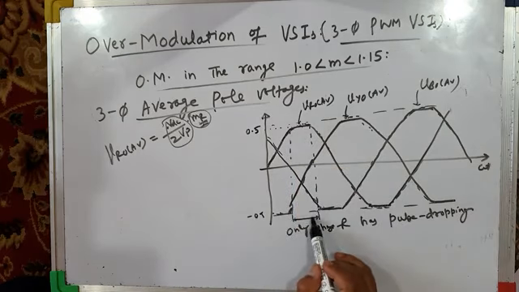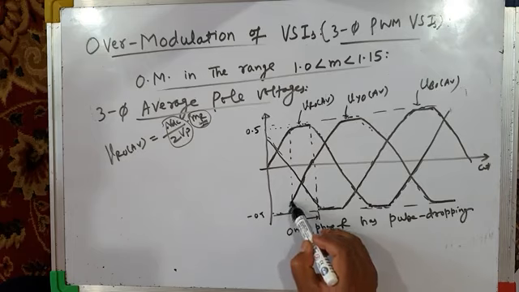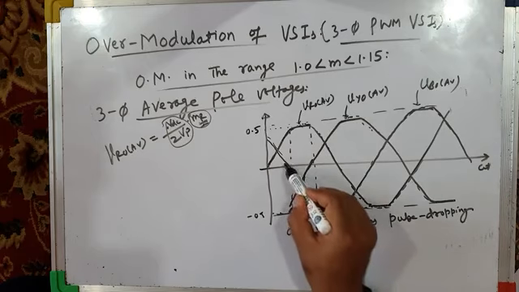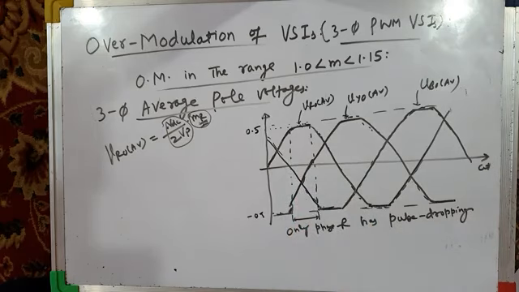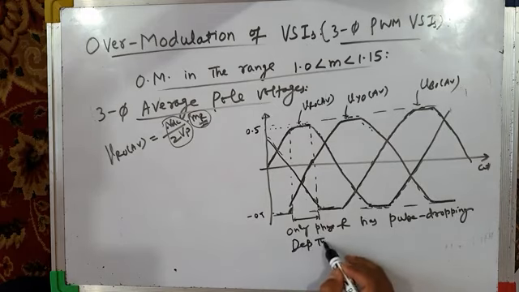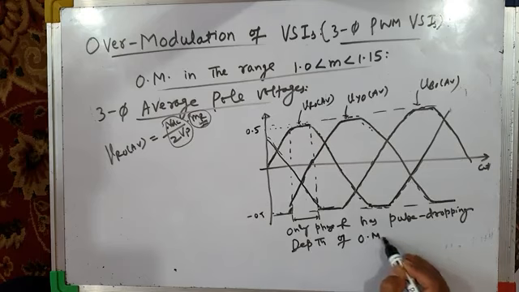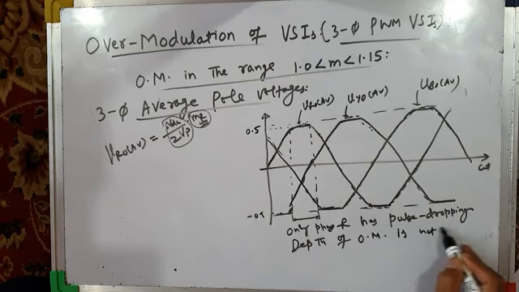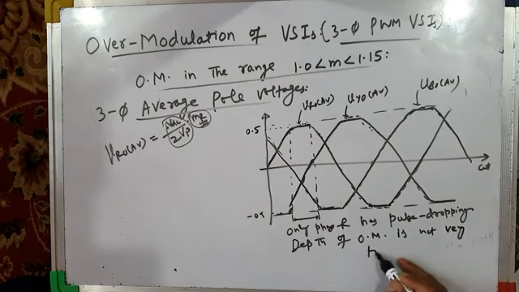Whereas during this instant, what about phase leg Y? Phase leg Y is switching and phase leg B is also switching. So therefore we can say that the depth of over modulation is not very high. At any instant of time, you will see that there will be pulse dropping of only one particular phase.